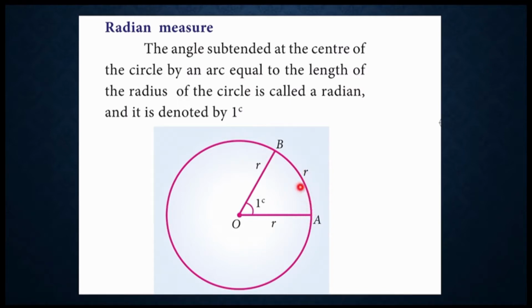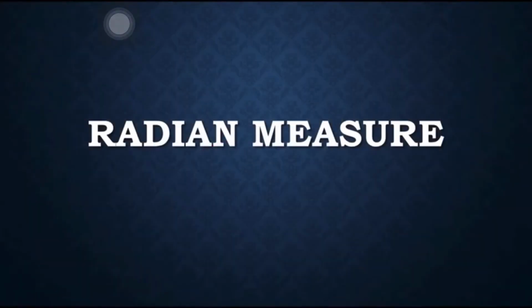If the angle subtended at the center of the circle by an arc which is exactly measured as radius, so the length of the arc is r, and the angle it makes at the center, we call that angle a radian. Look, the angle subtended at the center of the circle by an arc equal to the length of the radius of the circle is called a radian and it is denoted by 1 radian. Okay, so the angle made by the arc is the radian. A radian is the most common unit of angle measurement.